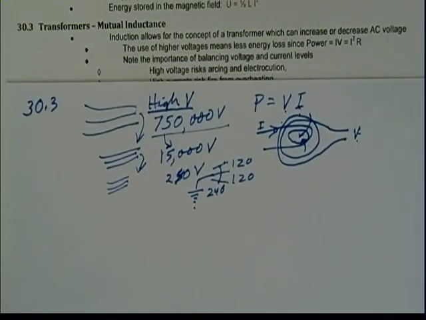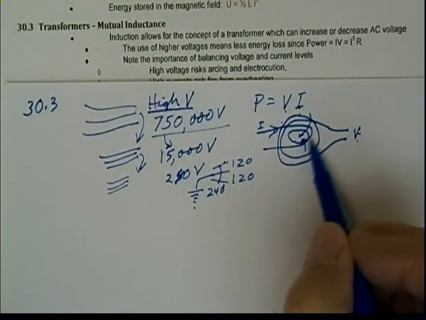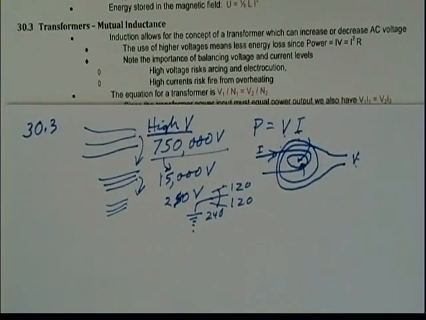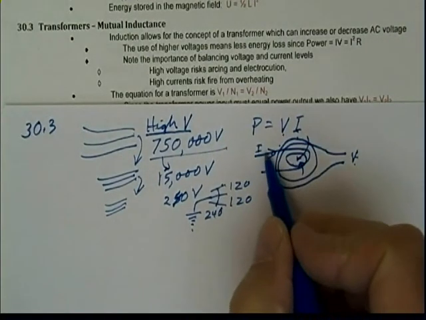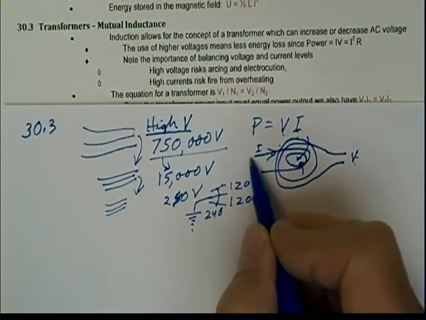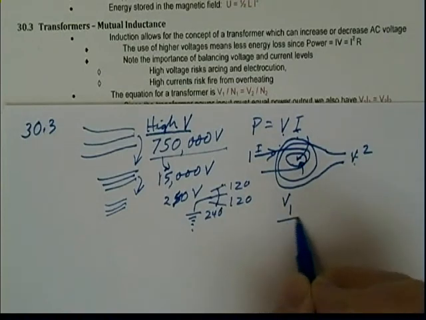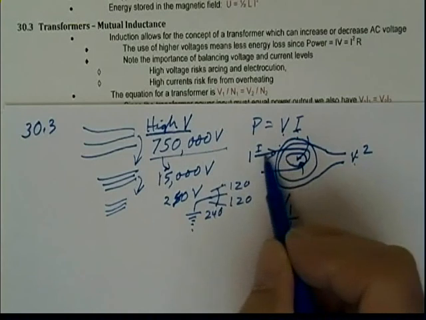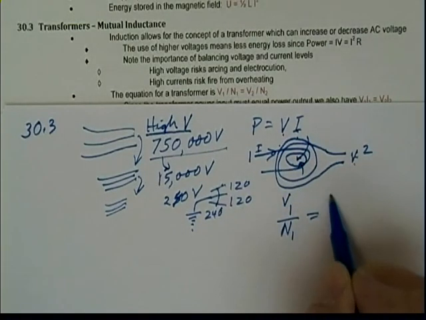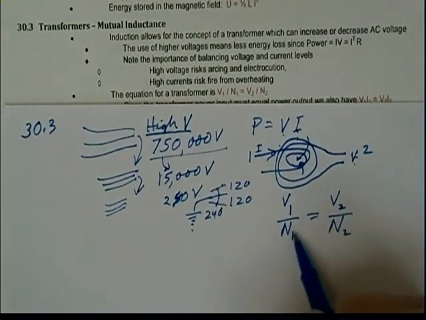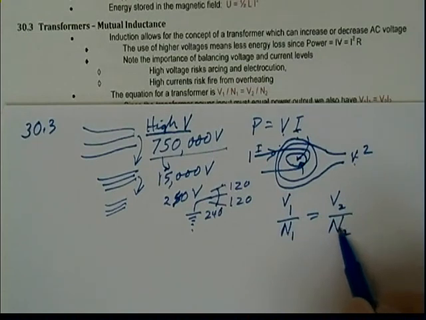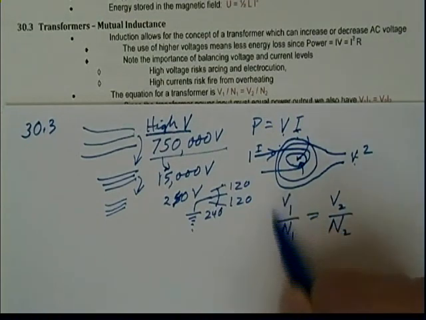And this allows us, by using different numbers of turns here, to raise the voltage up or to lower the voltage. Now, there's an equation for this transformer that says that the voltage across part 1 divided by the number of turns we have around part 1 in this loop is equal to the voltage over 2 divided by the number of turns across 2. The reason the number of turns is important is because if we have twice as many turns, we will therefore have twice the voltage, meaning that this is a constant.